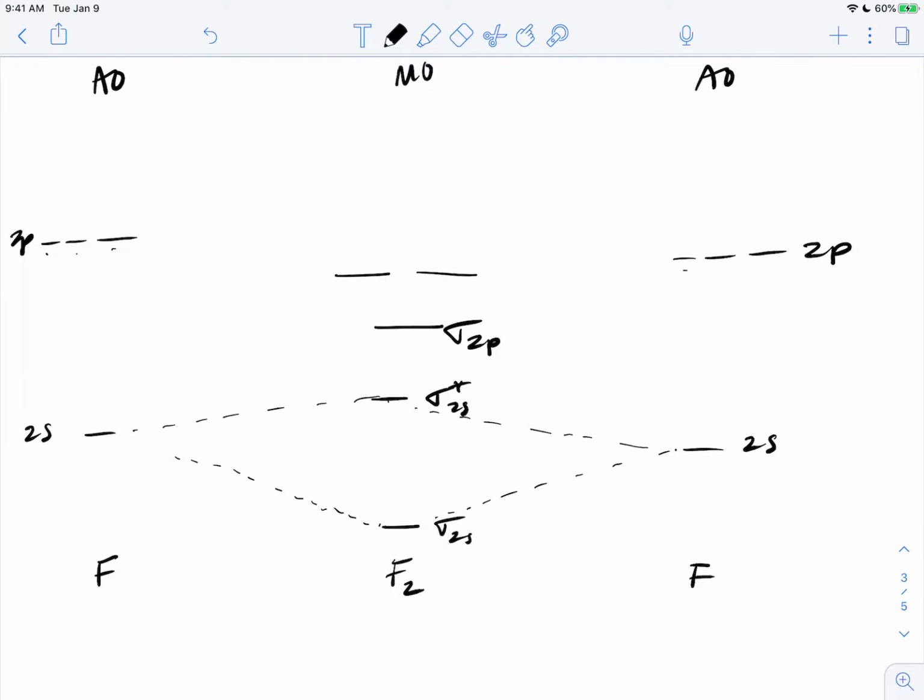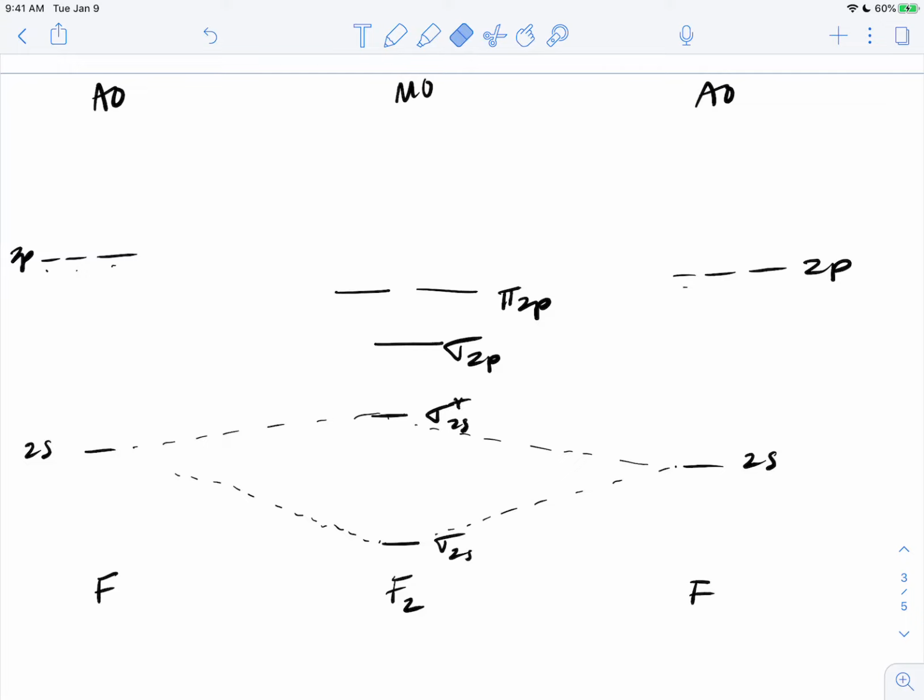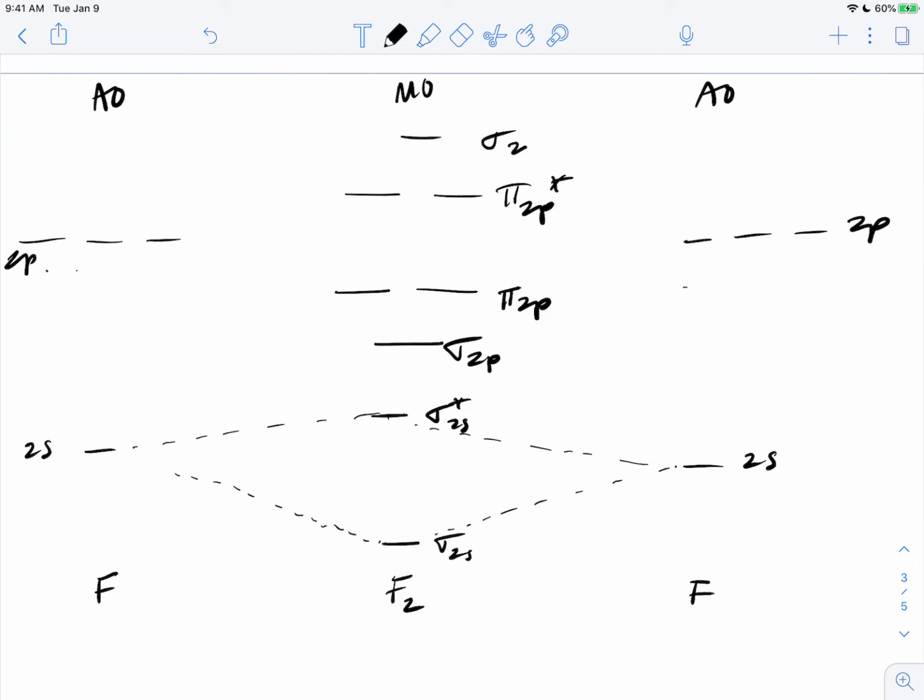And we next have the 2 degenerate pi orbitals. So this is our pi 2p orbitals. You know what? We're going to make these a little higher so that we can see that our MOs are lower than our 2p. Okay. Let's do this over here. Got it. And then we have the other anti-bonding orbitals. So this is pi 2p anti-bonding, and then the sigma 2p anti-bonding. And so we can see that these are here, here, here, and here. Okay.